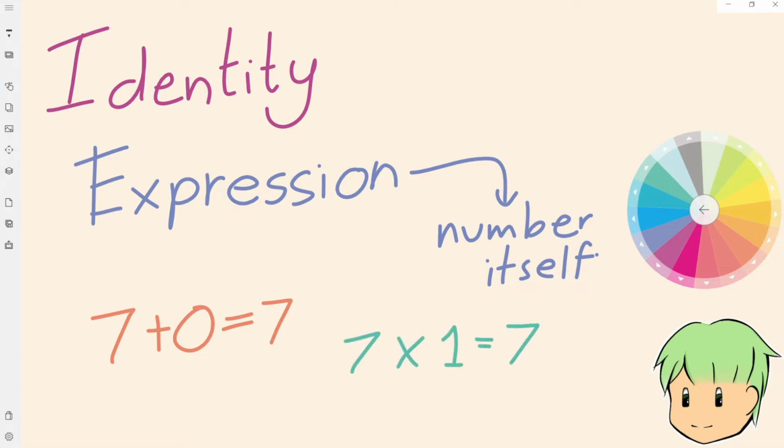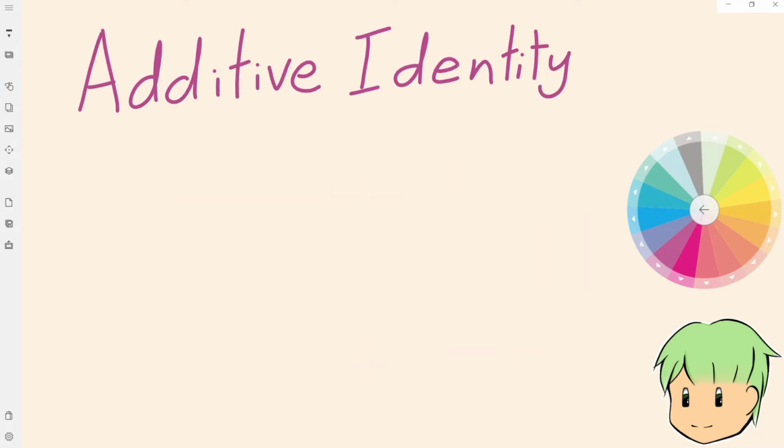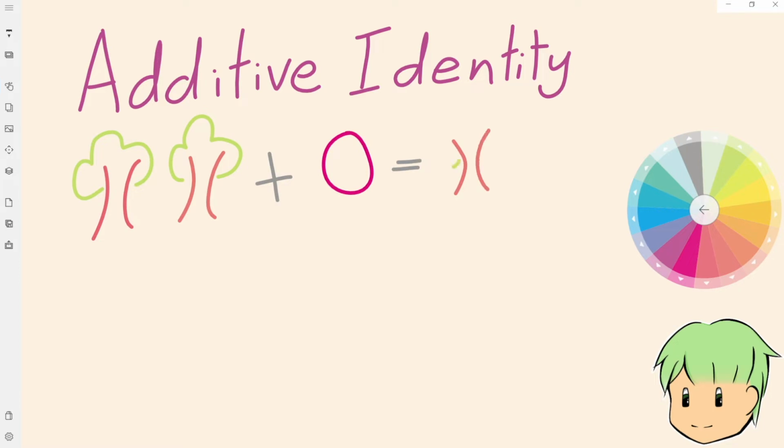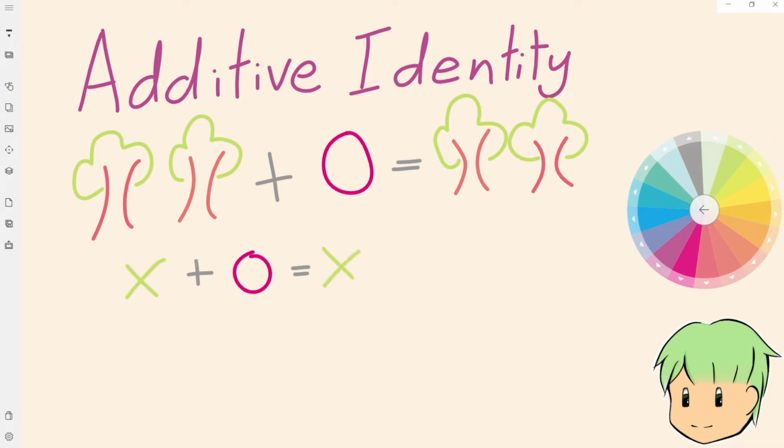The first identity we will look at is the additive identity. It states that when you add 0 to anything, the resulting number will not change. If you have 2 trees in your backyard and you don't grow any more, there will still be 2 trees in your backyard next year. You can write it as x plus 0 equals x, or in the case of trees in your backyard, it's 2 plus 0 equals 2.